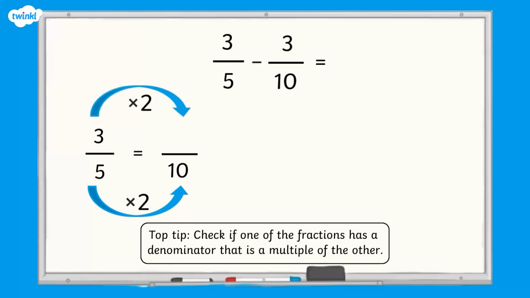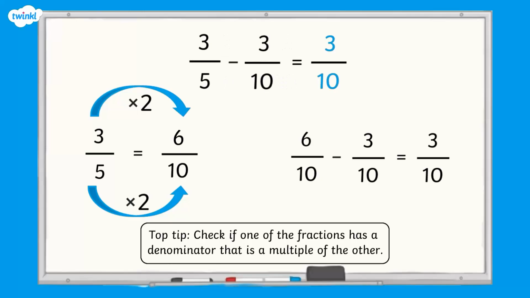3 multiplied by 2 equals 6. That means that 3/5 is equivalent to 6/10. Now we've got a calculation with a common denominator. 6/10 subtract 3/10. 6 subtract 3 equals 3. So 6/10 subtract 3/10 equals 3/10. This means that 3/5 subtract 3/10 equals 3/10.